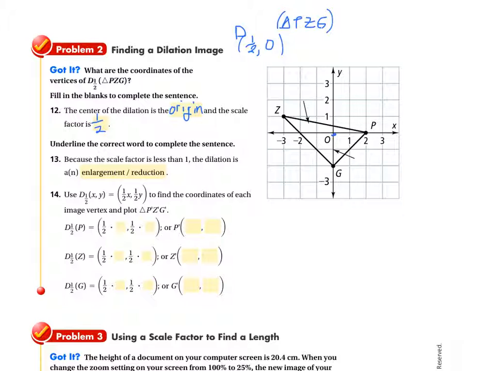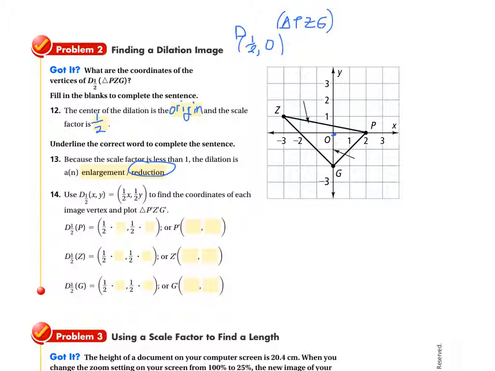So since we're multiplying by 1/2, are we going to have an enlargement or a reduction? If you multiply something by 1/2, it's going to cut it in half, right? So it's going to get smaller. So a reduction makes sense. So your resulting figure should be smaller. So let's go ahead and start with our ordered pairs.